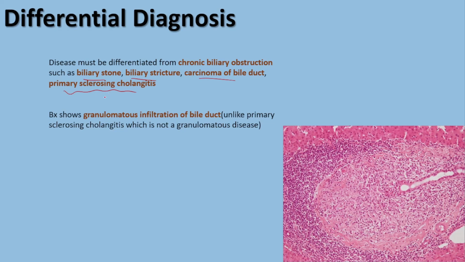But if you do the biopsy, you will see granulomatous infiltration of the bile duct, and this is very important for you to know, because unlike primary sclerosing cholangitis, which is not a granulomatous disease, in primary biliary cirrhosis, you will see granulomatous infiltration of the bile duct. And this is a picture of a granuloma that happened in the portal tree.